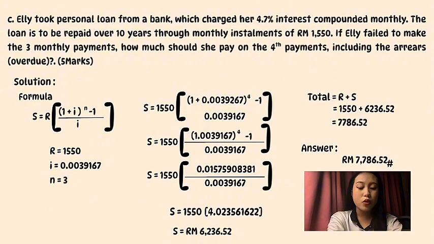Next, the second question. Eli took a loan and must pay 1,550 ringgit every month for 10 years. The bank charged 4.7% interest yearly. He missed 3 payments. Using the same formula, we find the overdue payment with interest totals about 6,236 ringgit and 52 cents. So, in the 4th month, he must pay this plus his usual payment, which adds up to around 7,786 ringgit and 52 cents.